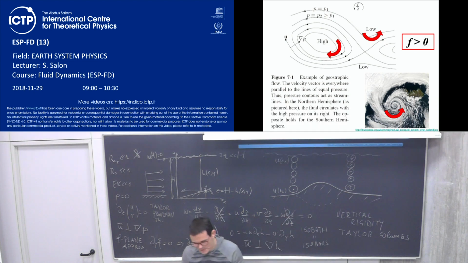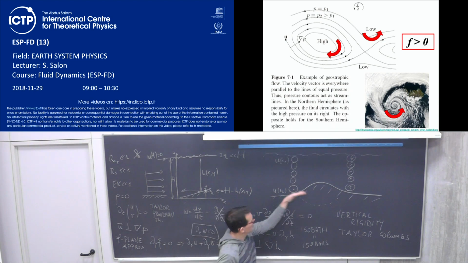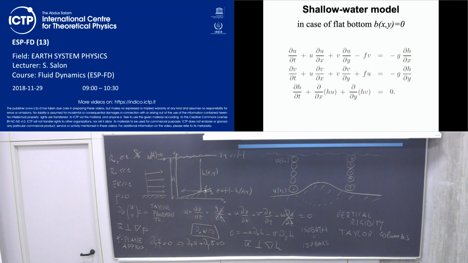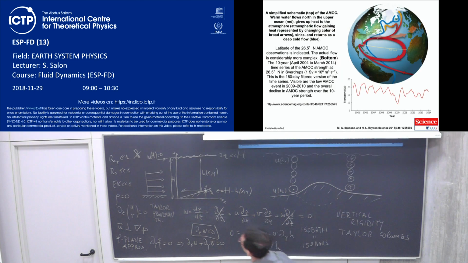Okay, so Taylor columns are flow patterns typical of the geostrophic flows over, let's say, a disturbed bottom, where we are using the f-plane approximation. It's quite rigid. The geostrophic flow can help us to explain flows like this, or like this. But of course, it's quite limited.